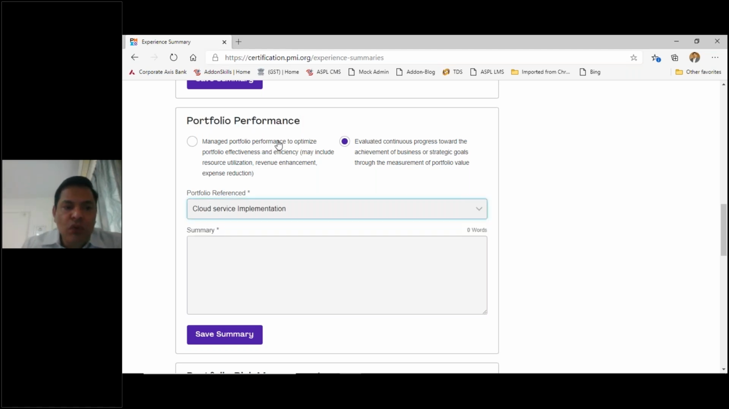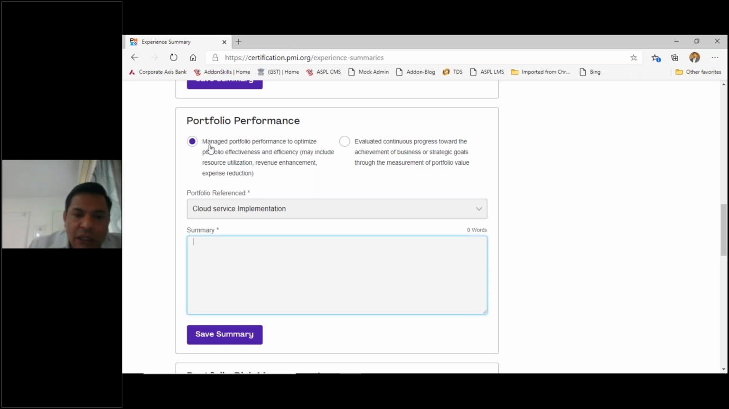So, manage portfolio performance to optimize portfolio effectiveness and efficiency. How do you manage the portfolio performance, which helps you optimize the portfolio value, or optimize the portfolio effectiveness? How do you manage the resource utilization? How do you manage the revenue? How do you manage the expenses? How do you reduce the expenses? That is what we would like to see here.